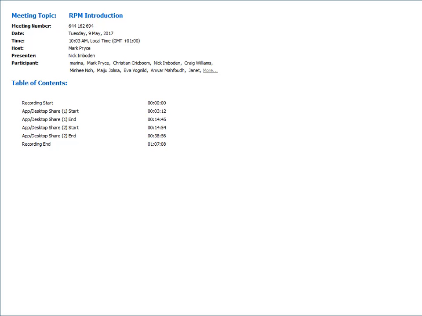Now, before we wrap it up, I wanted to touch briefly on one thing that has come up a few times, which is how this works with OPS. So as both Anwar and Mark have said several times, the RPM tool is a cluster level tool.